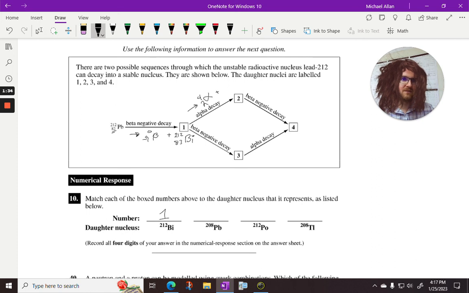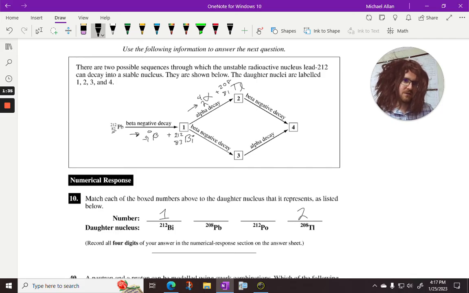And then whatever's left over, so we got an 81, because we got to add up to 83. And the top is 208. That's the only other option we have. So 81, what's 81 here? That's thallium. So just Tl here. So that's going to be 2.